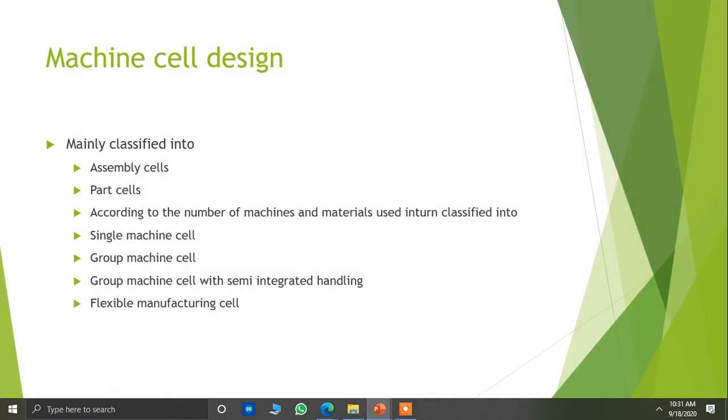How do you design a machine cell? First, it is classified into a lot of things. First one is your assembly cell, part cells. According to the number of machines and materials used, they are in turn classified as single machine cell, that is based on the number of machines in a cell; group machine cells with semi integrated material handling, that means you have material movement also there; and flexible manufacturing cell, that is using your robots and additional technology, right?